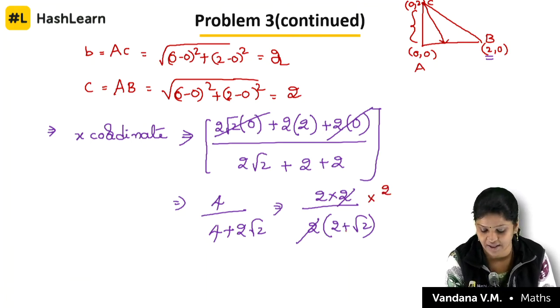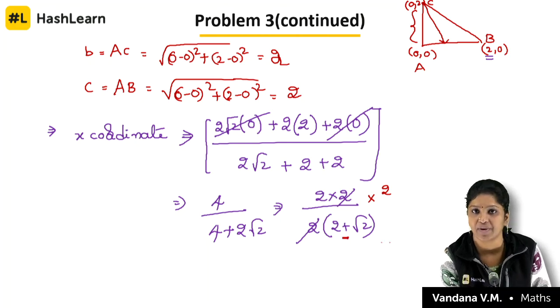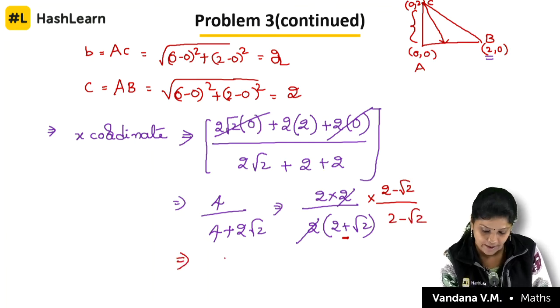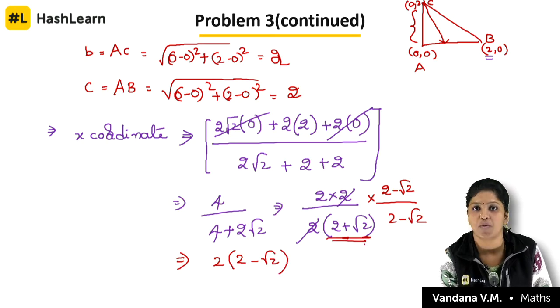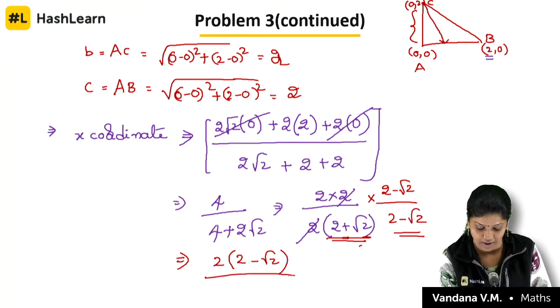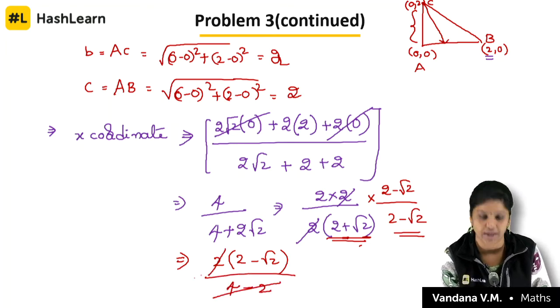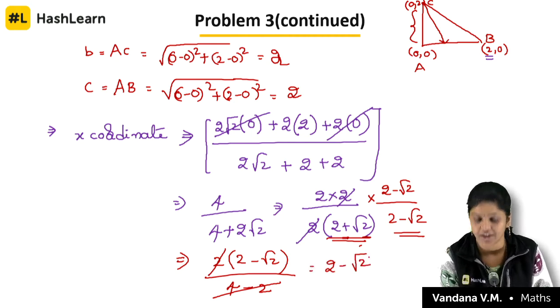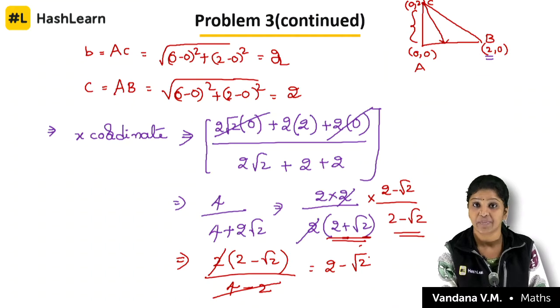So what do I have to do? I have to rationalize. Rationalizing means changing the sign between these two terms: multiply by 2 minus root 2 by 2 minus root 2. What will I get? 2 into 2 minus root 2. The denominator is in the form of (a plus b) into (a minus b), a square minus b square, that is 2 square minus 2, which is 2. The 2s will get cancelled. I will get the answer as 2 minus root 2. This is your x coordinate.